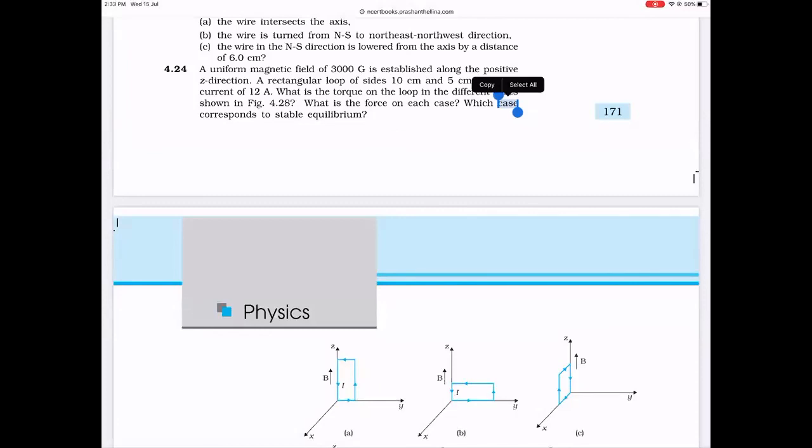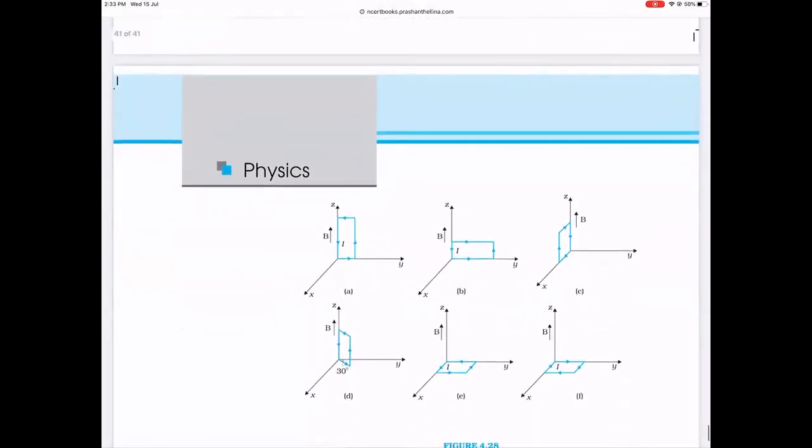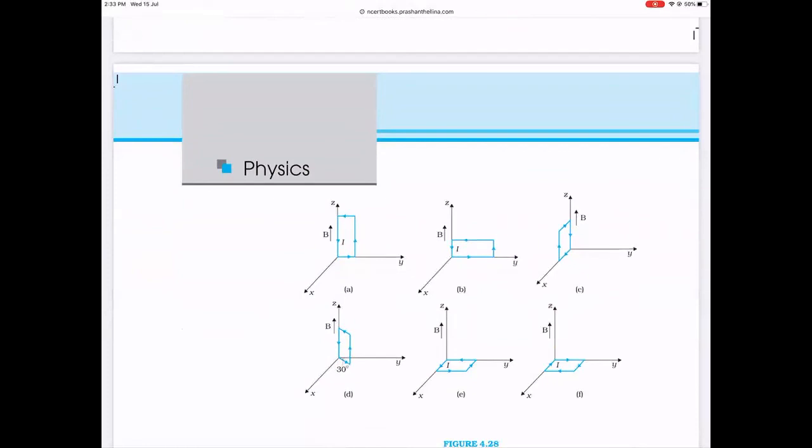So torque is equal to A cross B in all the cases. The area vector in the first case is perpendicular to the magnetic field, so A cross B will be there. In the second one also A cross B, third one also A cross B. Now in E and F, A cross B won't be there because the area vector and the B vector are in the same direction. Because they are in the same direction, there won't be any cross product. So the torque on E and F will be 0. On the rest of them, you can find A cross B.